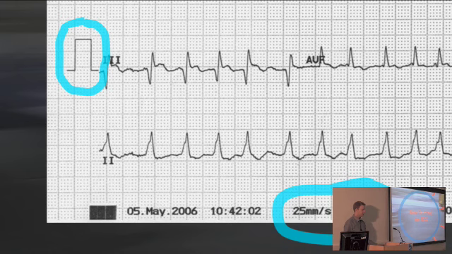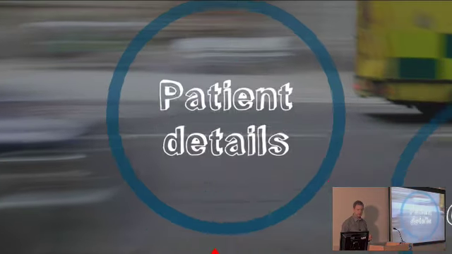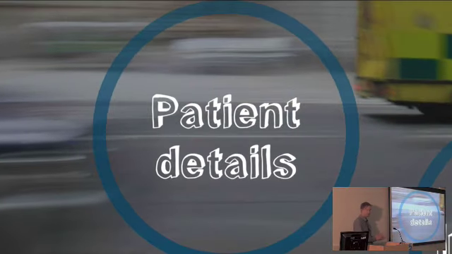So here's my system, how to read an ECG. Effectively, I've broken it up into six things. There are six things to do with the rhythm strip and six things to do with the main ECG.